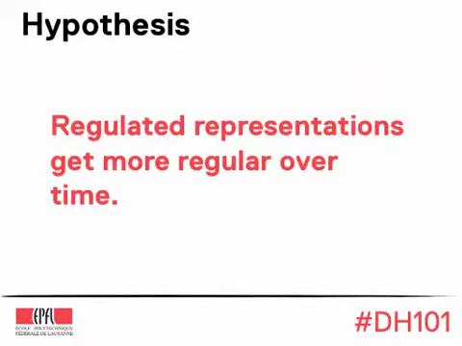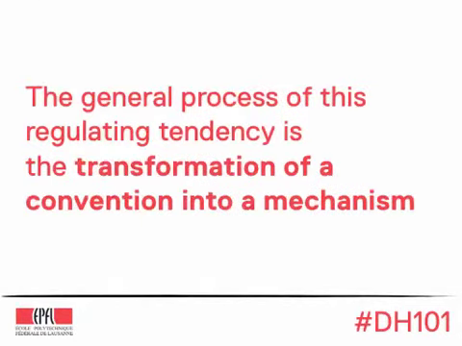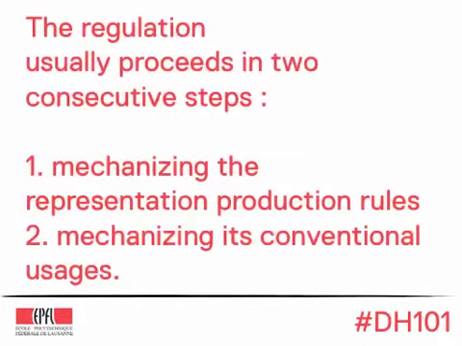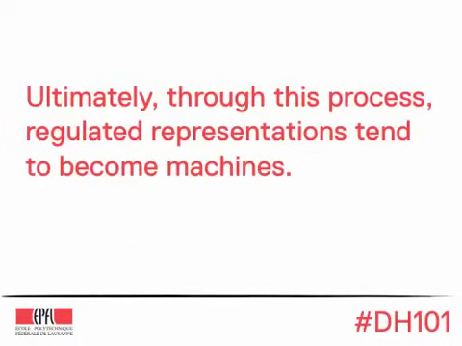Let's now consider the following hypothesis. Regulated representations get more regular over time. This general process is actually the transformation of a convention into a mechanism. The regulation usually proceeds in two consecutive steps. First, mechanizing the representation production rules, and then mechanizing its conventional usage. And ultimately, through this process, regulated representations tend to become like machines.